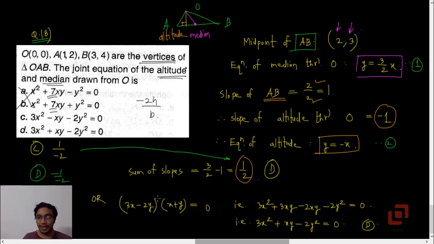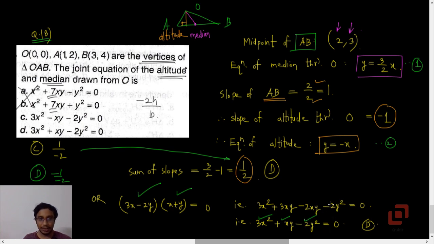Or you can actually multiply the equations and check. The equation of the altitude will be x plus y equal to 0. The equation of the median is 3x minus 2y equal to 0. 3x into x, 3x squared, 3x into y, 3xy, minus 2y into x is minus 2xy, so plus xy, and minus 2y into y is, oh sorry, not y squared, minus 2y squared.